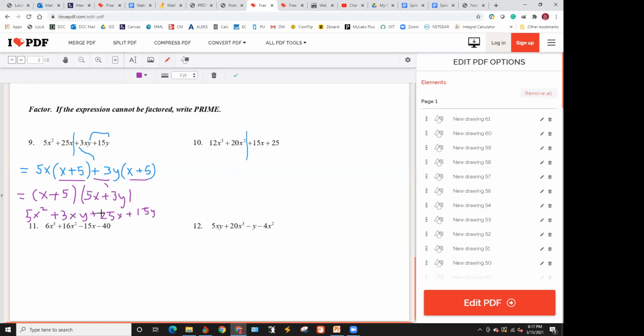And the only thing that's different is these are turned around. And truthfully, it wouldn't have mattered if you factored it when it was in the other shape. Either way, you'll come out with the same thing. So try number 10.